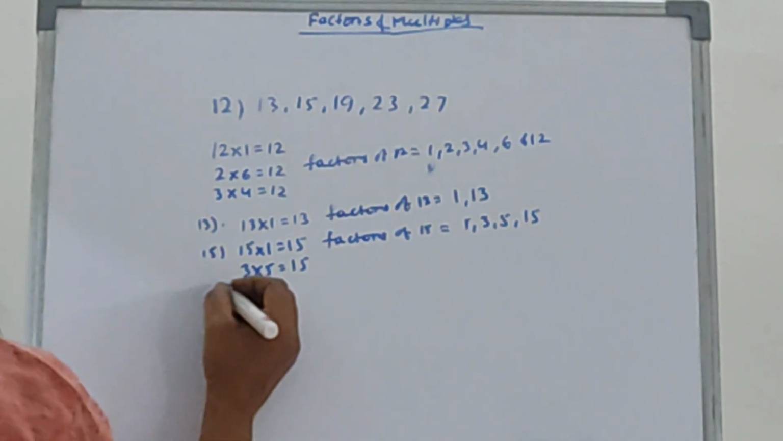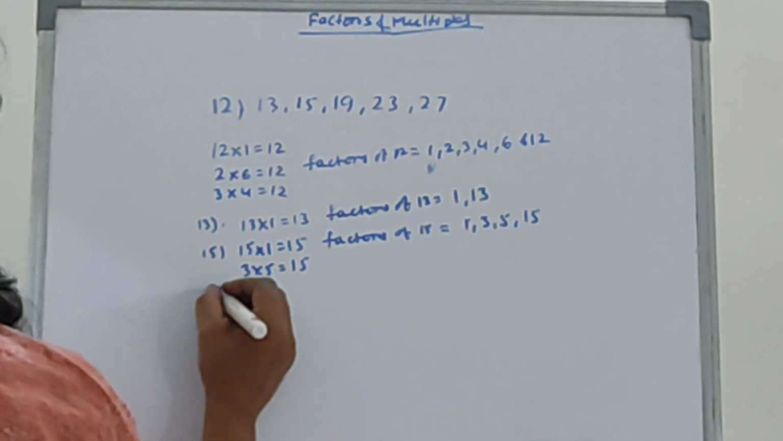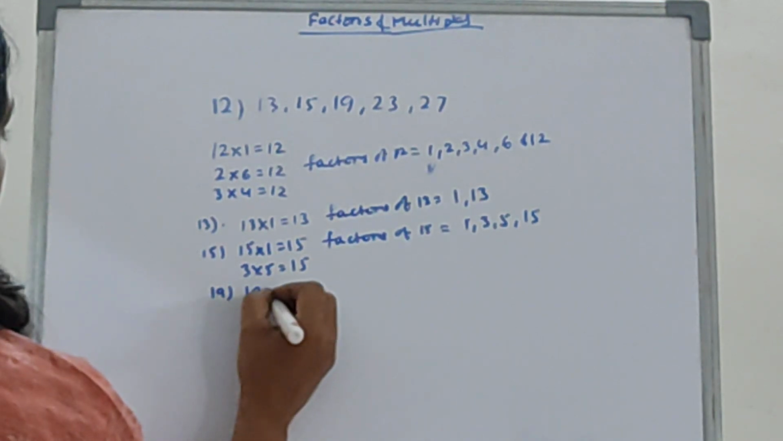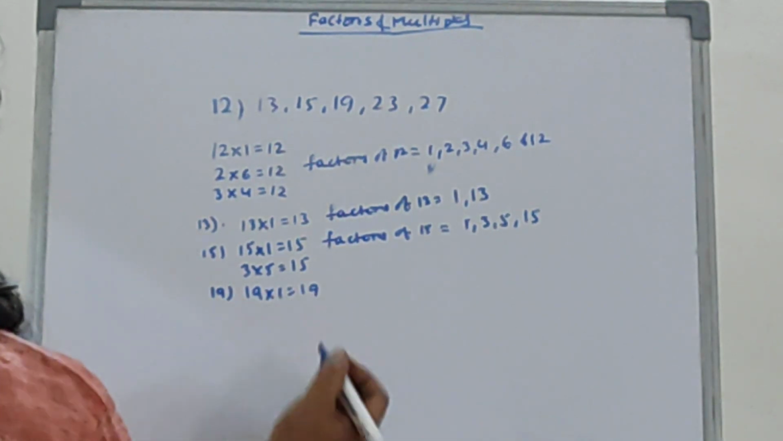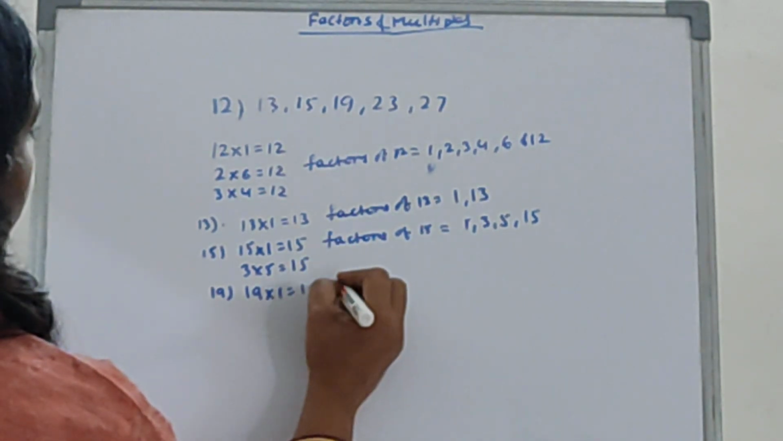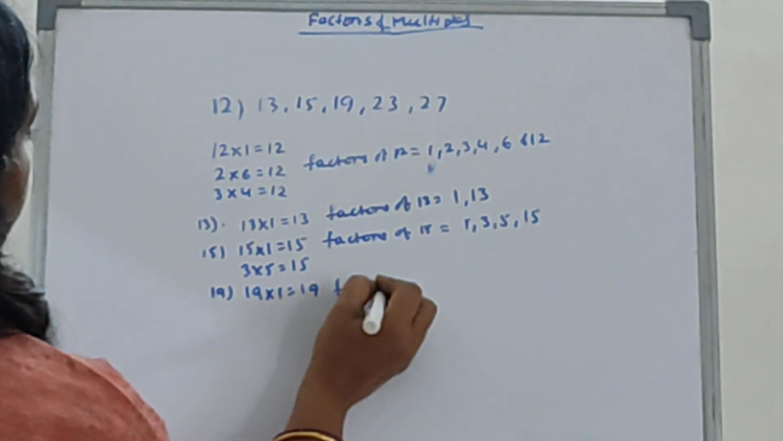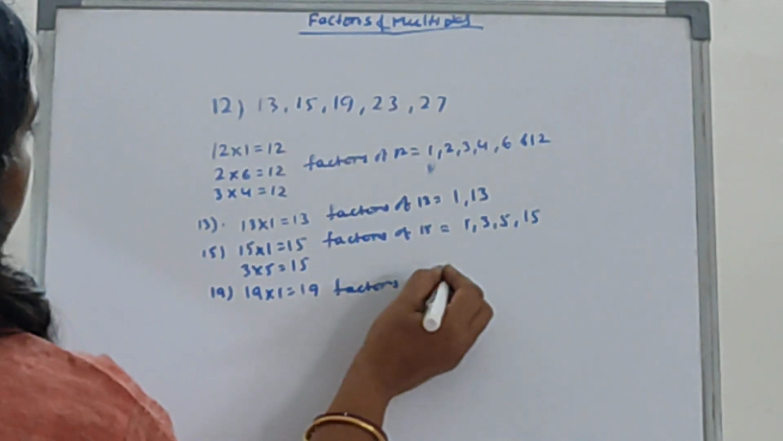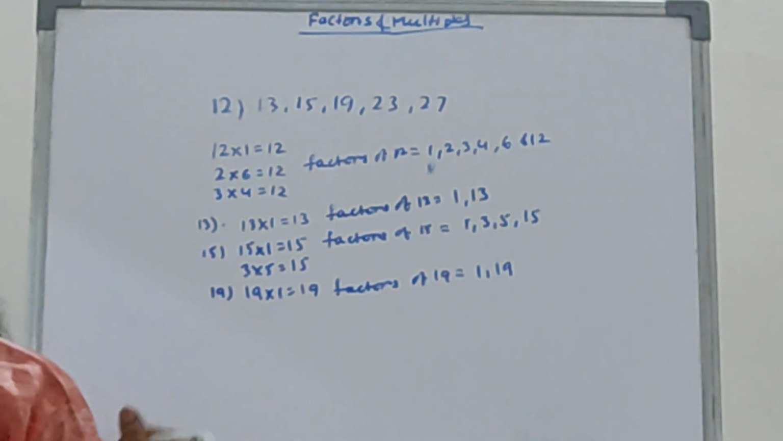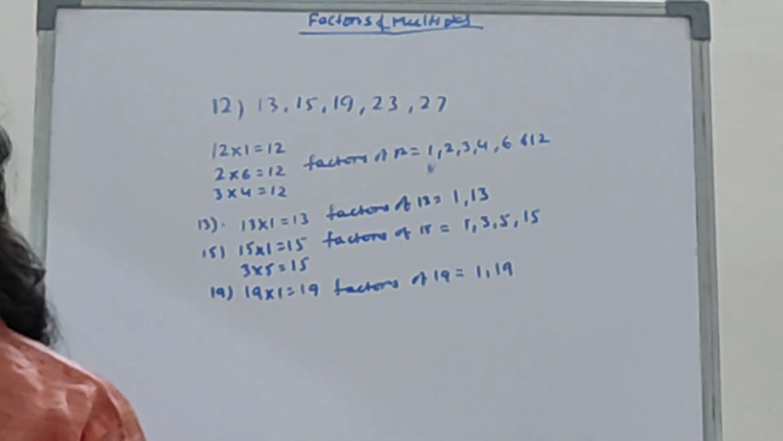Now see, for 19. So for 19, how many? 19, 1 times 19. That's it. No other table has 19. So factors of 19 equal to what? 1 and 19 itself. Now see, for 27 we will see.